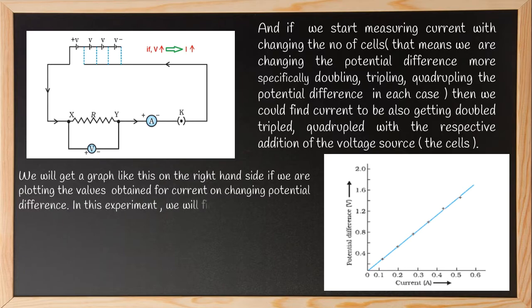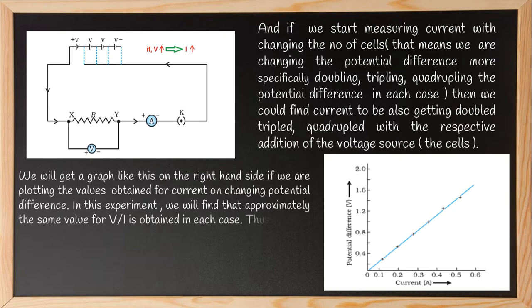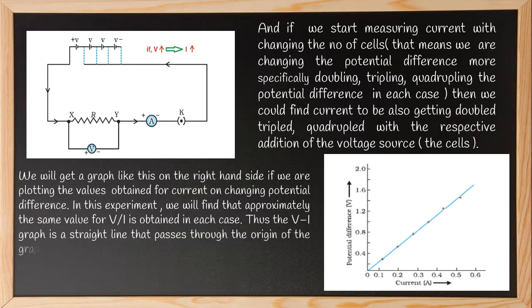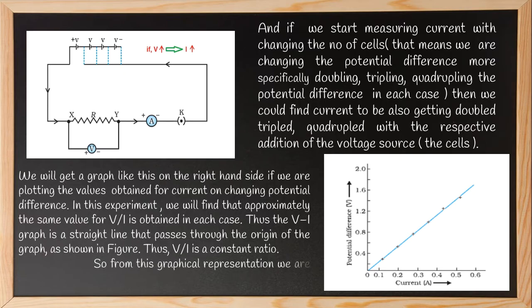In this experiment, we will find that approximately the same value for V by I is obtained in each case. Thus, the VI graph is a straight line that passes through the origin of the graph as shown in the figure. Thus, V by I is a constant ratio. So from this graphical representation, we are able to explain Ohm's law.